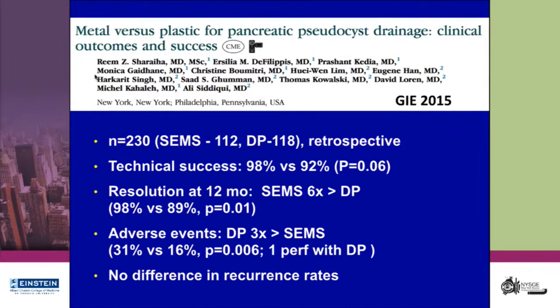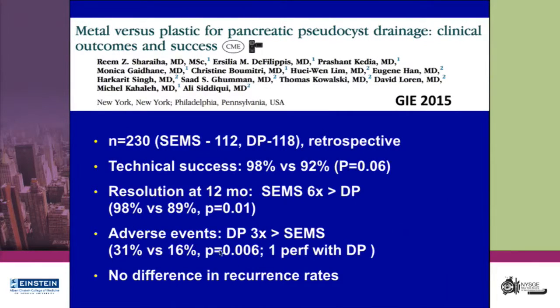So this year, just published, is a retrospective study that compares metal versus plastic stents for pancreatic pseudocyst drainage. There are a number of prospective studies in progress now in the U.S. and Europe. But this is a retrospective study of 230 patients, and the technical success was similar using plastic and metal stents. Resolution at 12 months was higher for patients who had a SEMS placed compared to the double pigtail, 98% versus 89%. Now, 89% may sound pretty good, but if you're among those 10% of patients where you're not having a resolving cyst, then it actually means something.